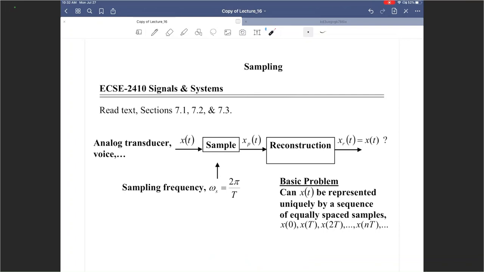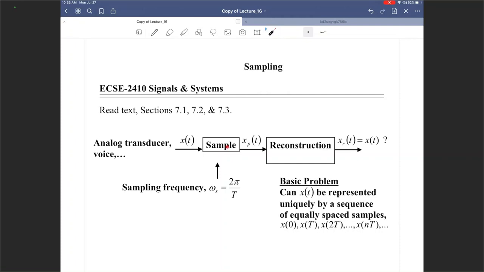In a continuous time signal x of t, all values of the signal x of t need to be represented. So it's a continuous time signal. But I may not be interested in processing all those values. I may not be interested in storing all those values because many of them might be redundant. So to remove that redundancy, I sample the signal, meaning I pick out only the important values in the signal.